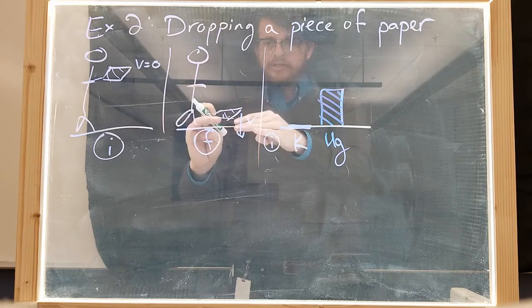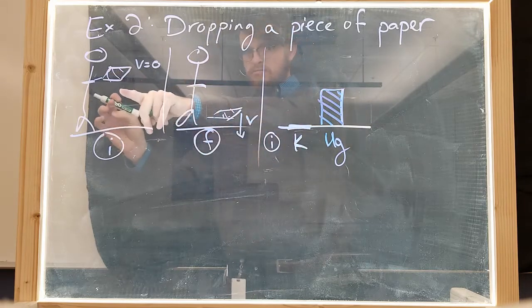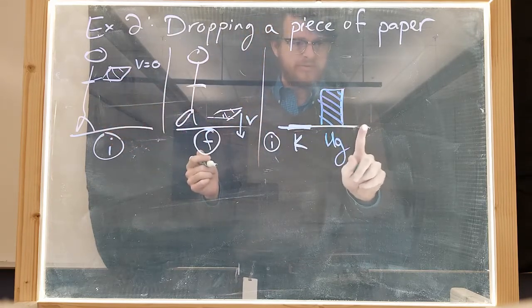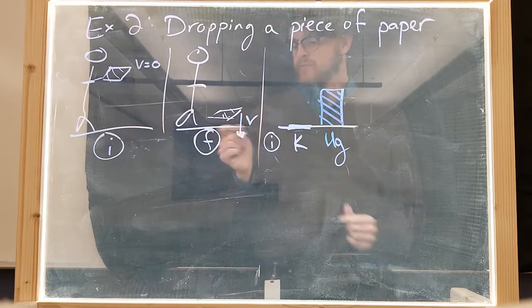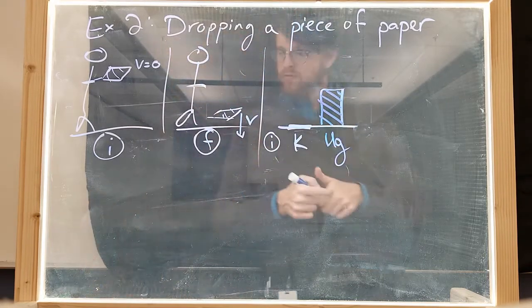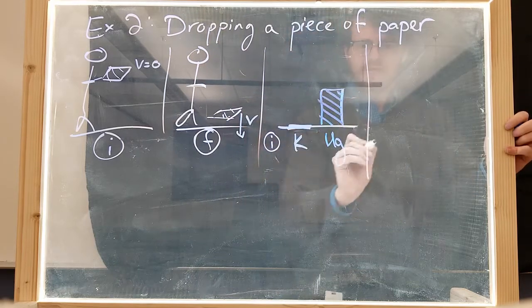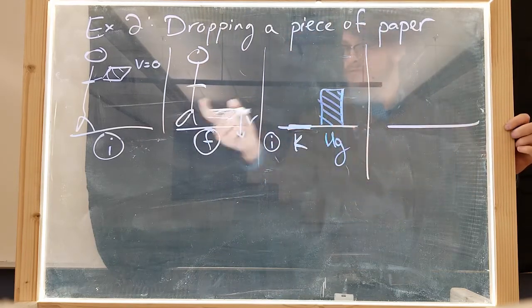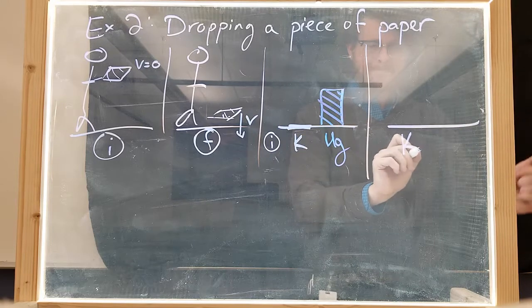So gravitational potential energy, that's here. I think that's it. I think I've got those 2 types of energy. Well, I've really only got 1 type of energy. So final scenario. Now I have some kinetic energy, okay.